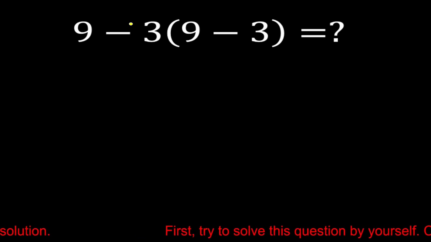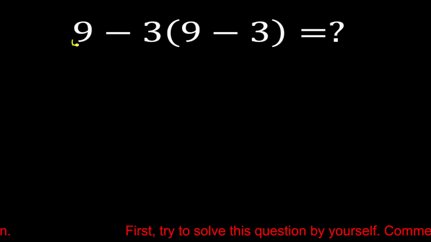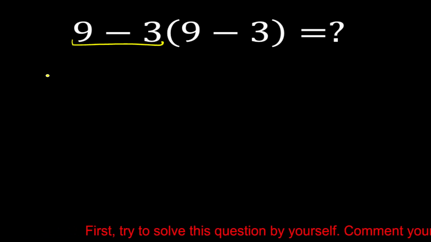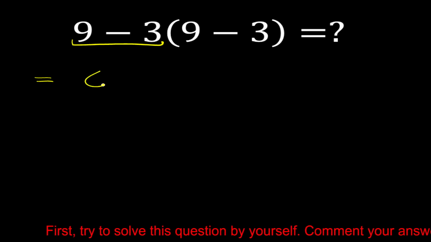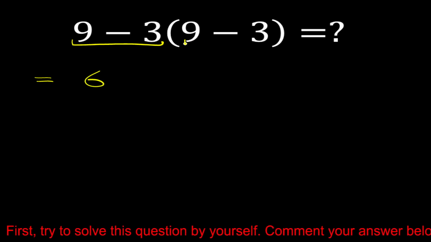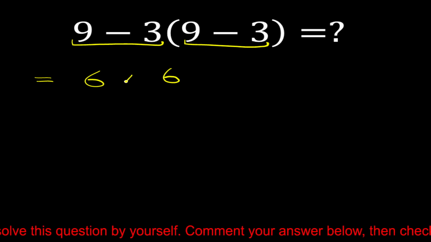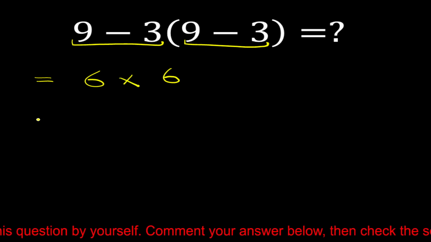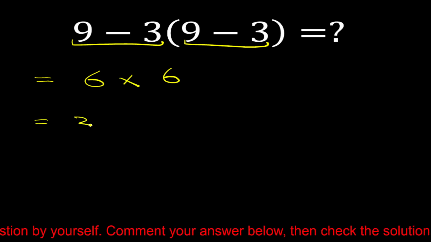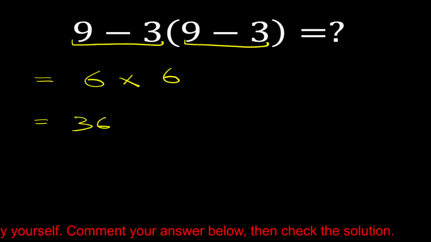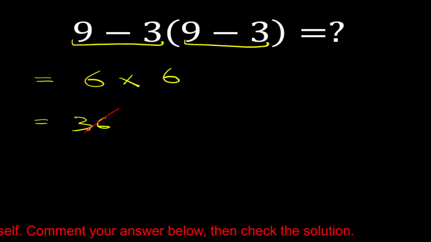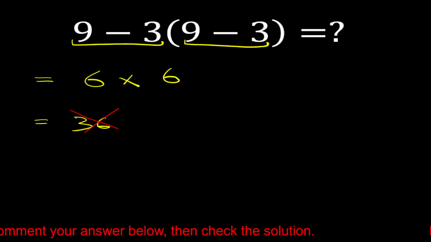So, most people solve this question like 9 minus 3 is equal to 6. Okay, again 9 minus 3 is equal to also 6. Now 6 multiply 6 is equal to 36. But this answer is not correct. This answer is completely wrong.